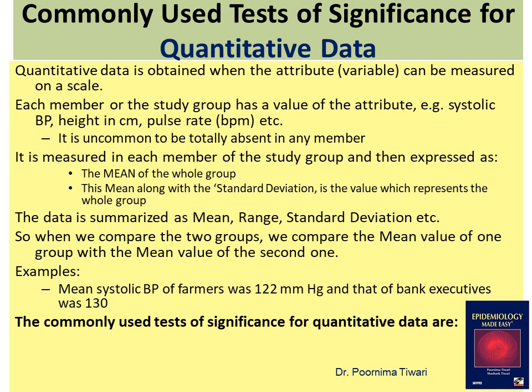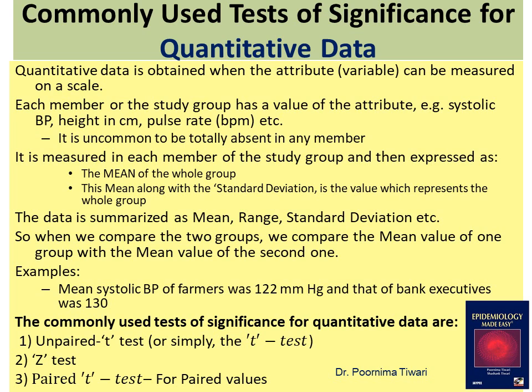The commonly used tests of significance for quantitative data are the unpaired t-test, or more commonly called the t-test, the z-test, and the paired t-test for paired values. In the remaining lecture, we will discuss in a little more detail all the 5 tests, 2 for qualitative data and 3 for quantitative data.